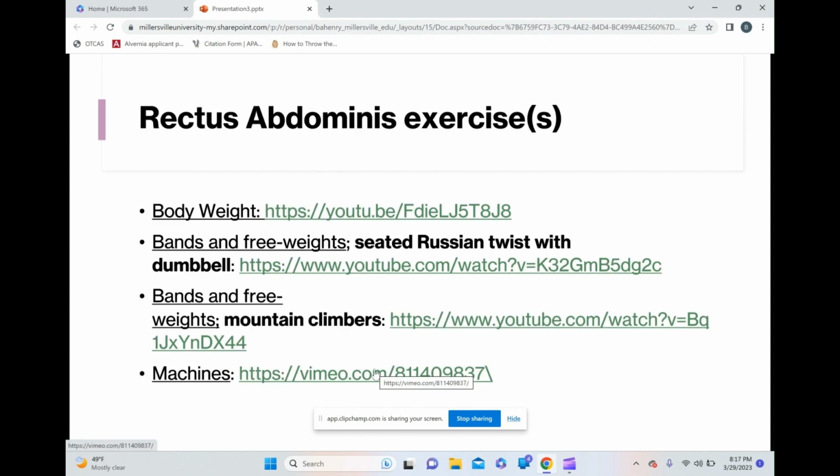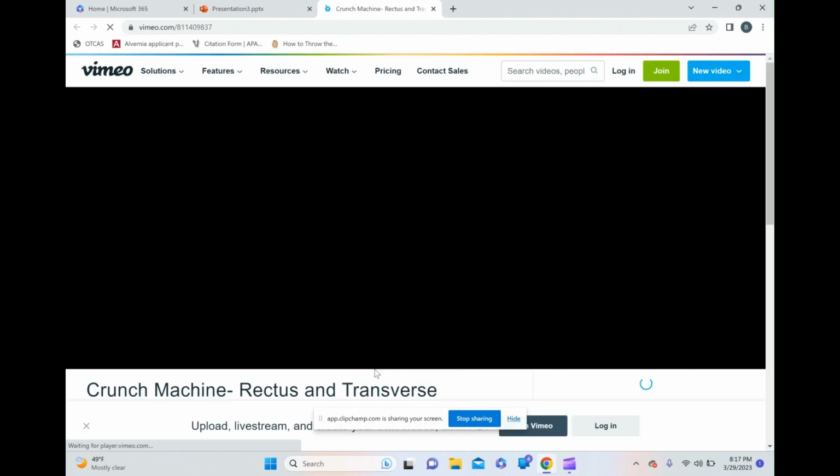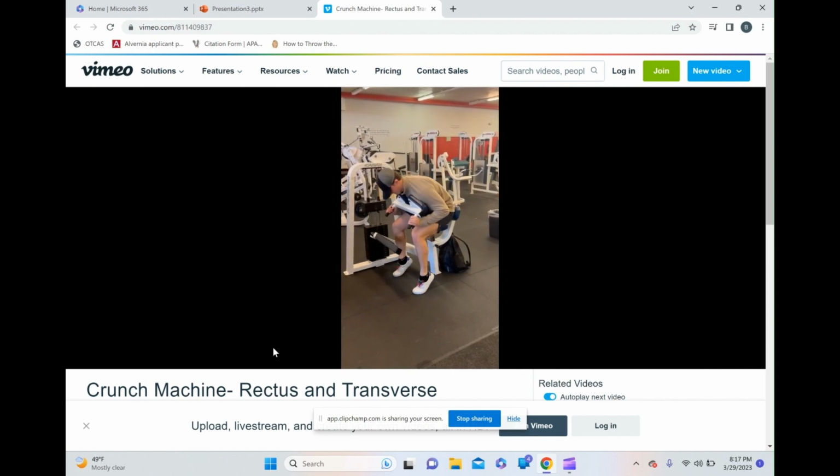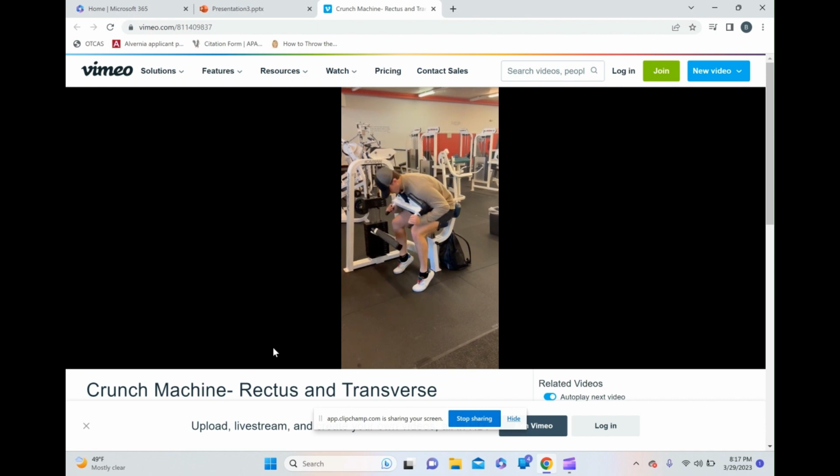Lastly, here is a machine exercise demonstrating how to work out the rectus abdominis. The machine being used is called a crunch machine. It is recommended to do 3 to 4 sets of 12 to 15 reps with a low weight.